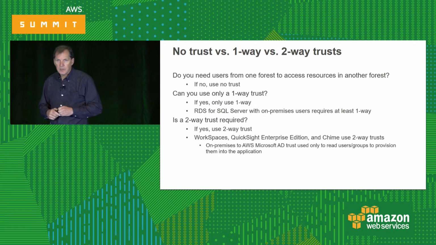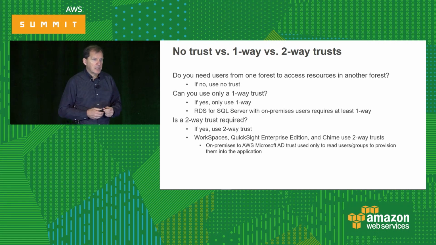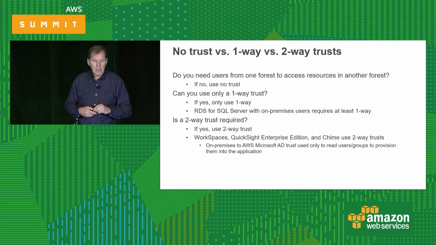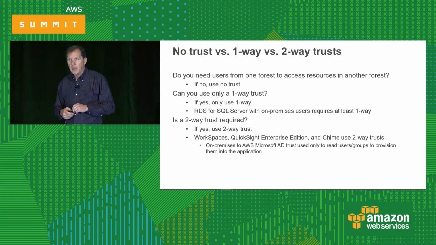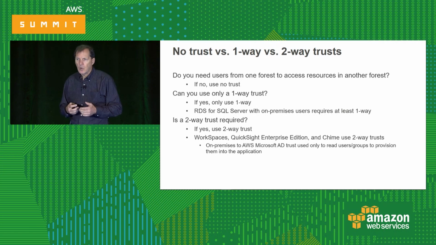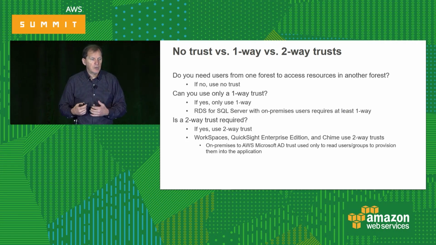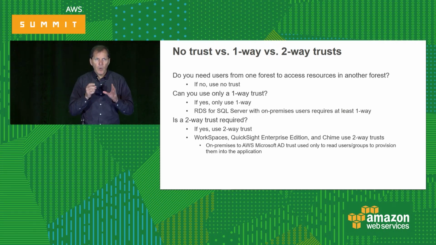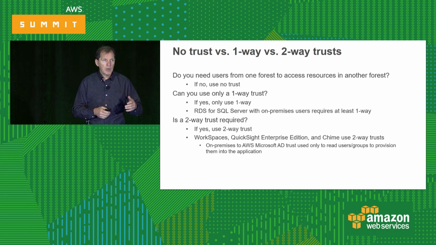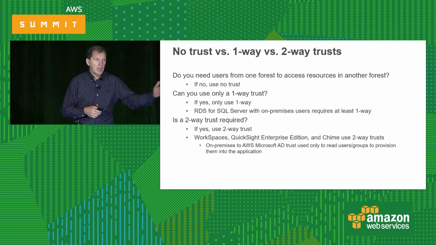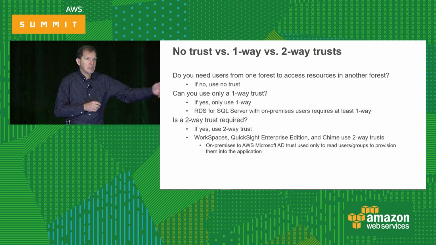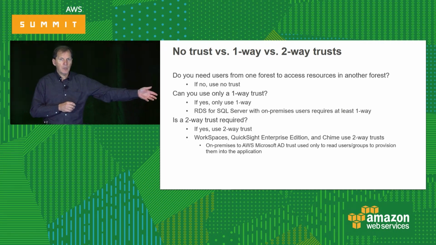If a two-way trust is required, then that's the time to use the two-way trust. Examples there are Workspaces, QuickSight Enterprise Edition, and Chime. They use the two-way trust in order to provision users into those applications. So if you want to say, well, I want to create a workspace for Jane, then I have to be able to see Jane's user identity in the on-premises network.